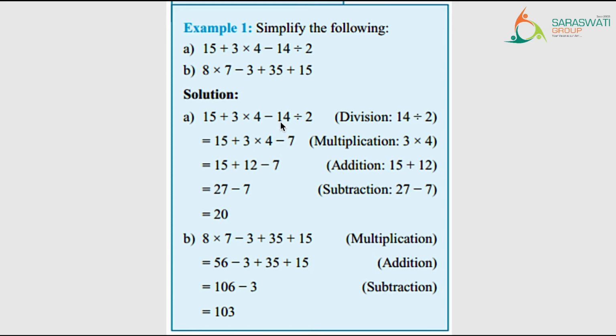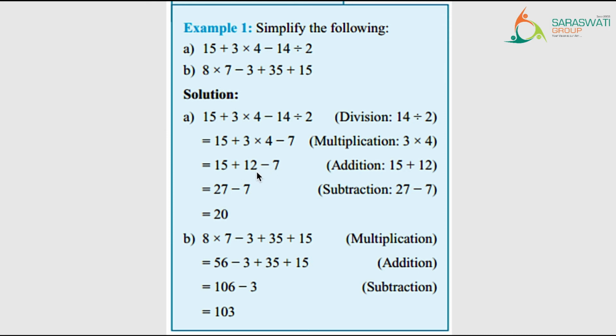So this part we have written as it is in the first step and over here we have written 14 divided by 2. उसका result क्या है? 7. So that we have written over here. Now in the next step we have first solved the multiplication part. So 15 add and then 3 multiplied by 4 is equal to 12 minus 7 as it is.